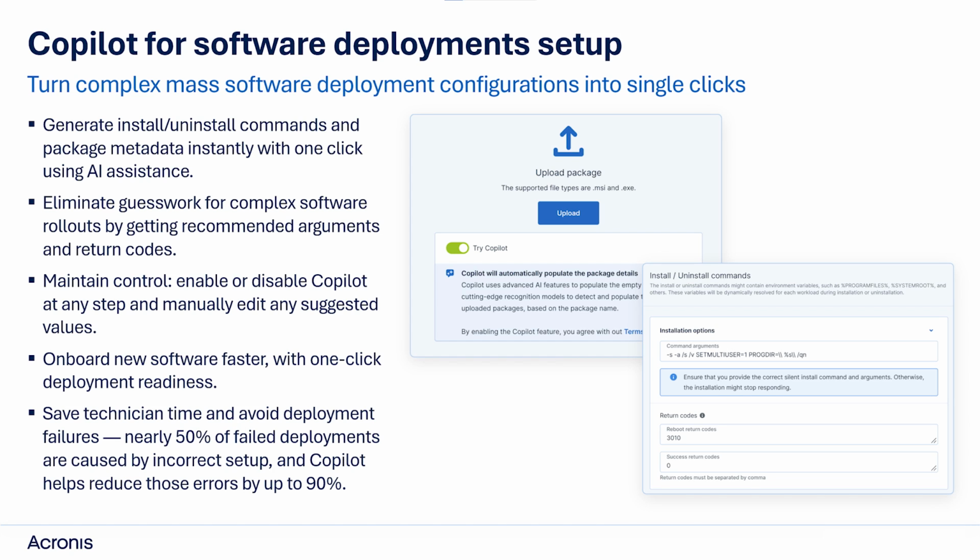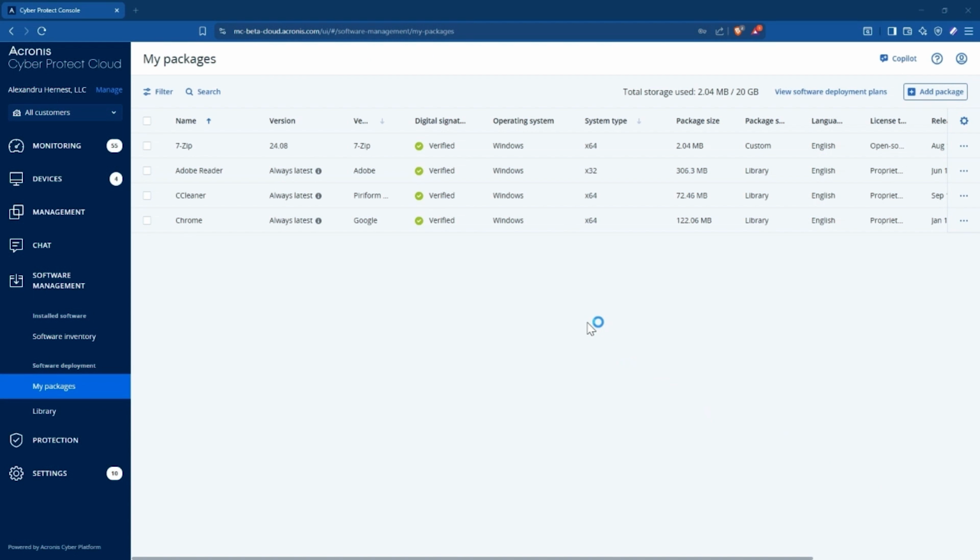Copilot solves this problem by using AI to generate these details automatically. It saves time, improves accuracy, and eliminates guesswork, helping reduce up to 90% of errors that typically cause software deployment to fail. Now, let's see it in action.